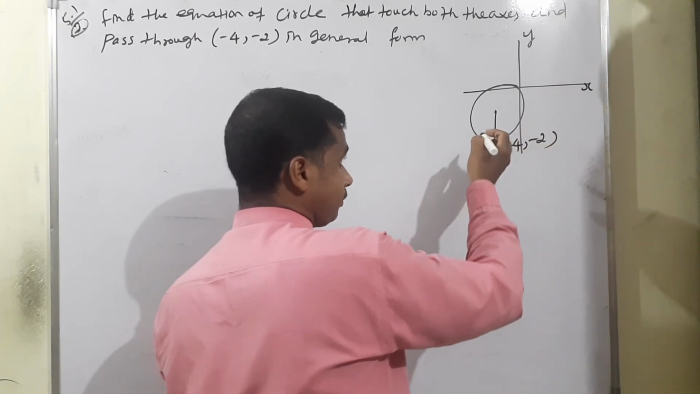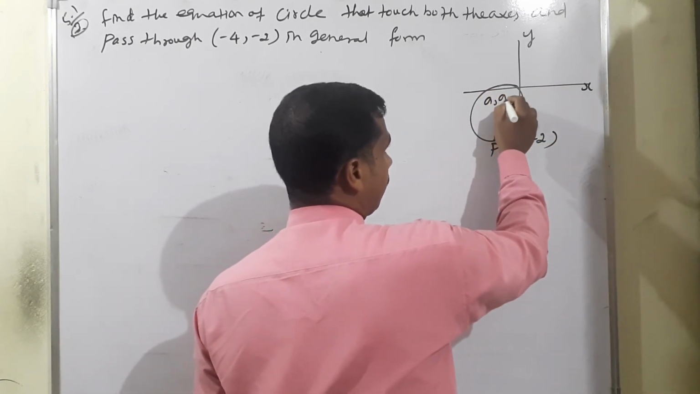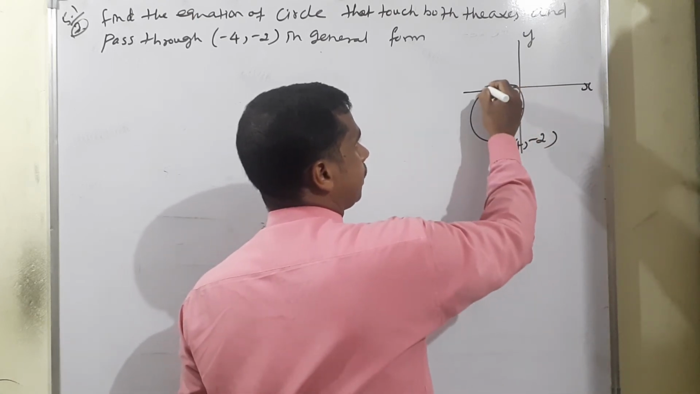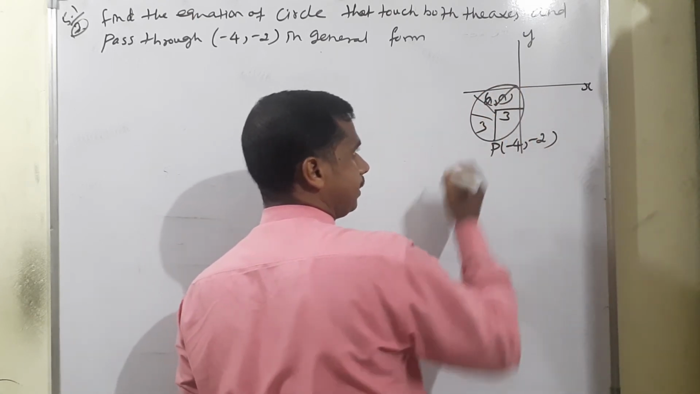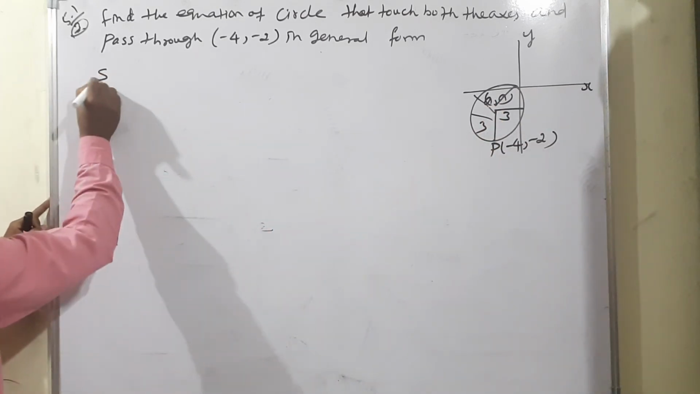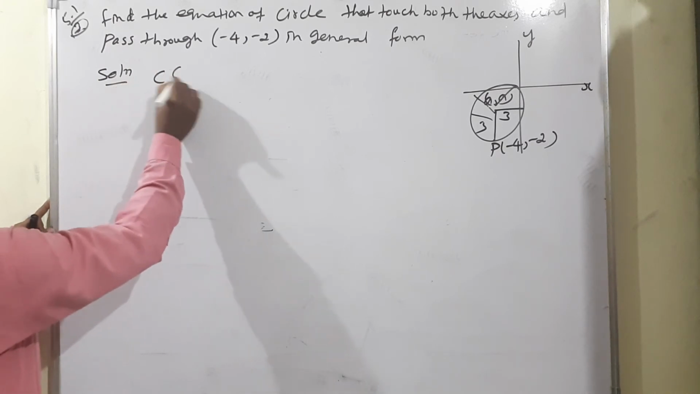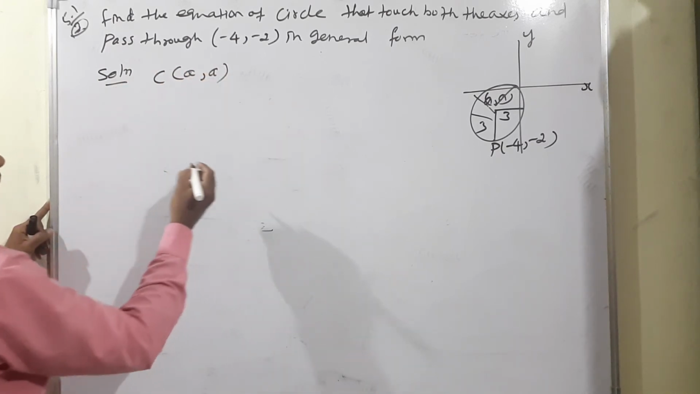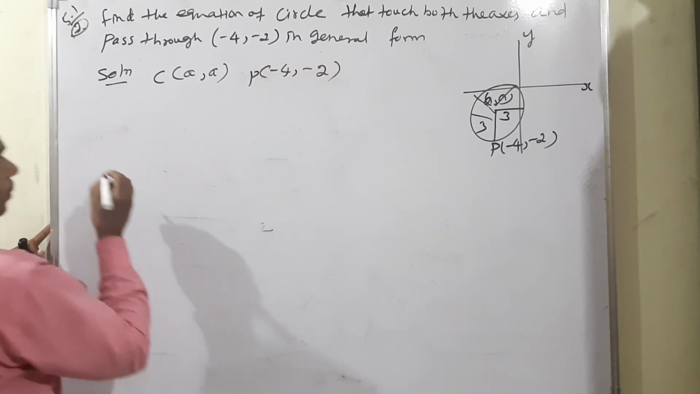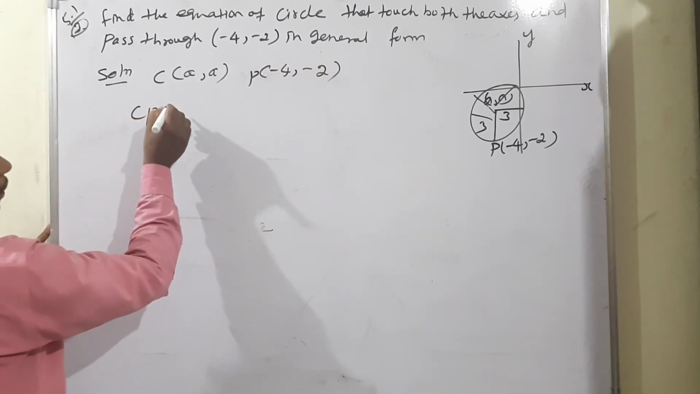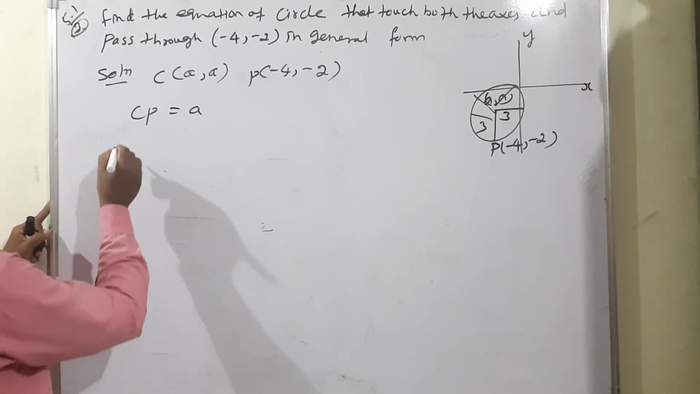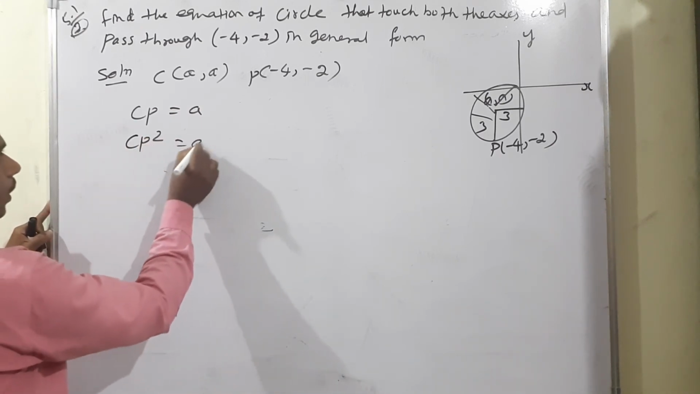The center we have to consider as (a, a), because both terms will be equal, and the radius will be a. So the center is (a, a). Solution: center (a, a). The given point is (-4, -2). Therefore CP is equal to a. Squaring on both sides, CP square is equal to a square.